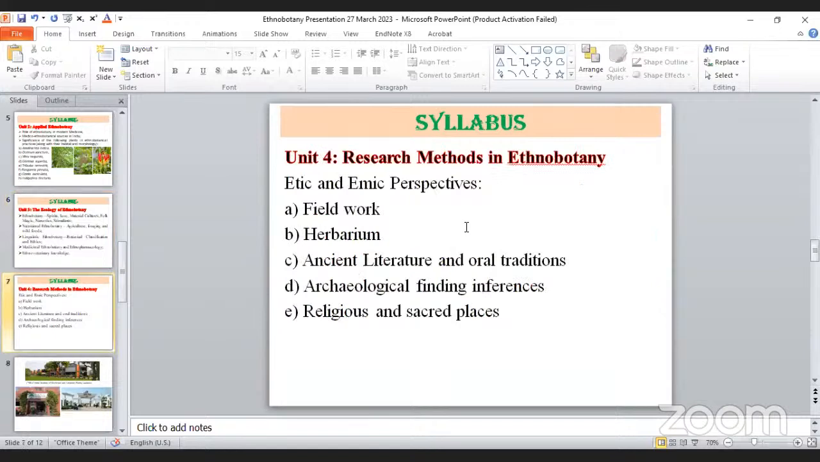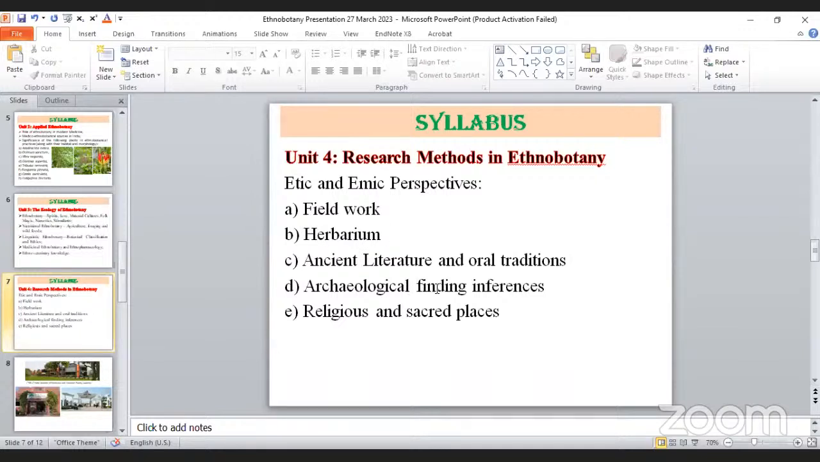Then we have unit 4, which is basically research methods in ethnobotany, where we will see the outsider's perspective and the local perspective. So both perspectives will be seen in this course, and we will talk about field work, how it can be done, and we will also try to go to some places for field work purposes, for example, some medicinal plant institute. The students will also be told about how to make a herbarium.